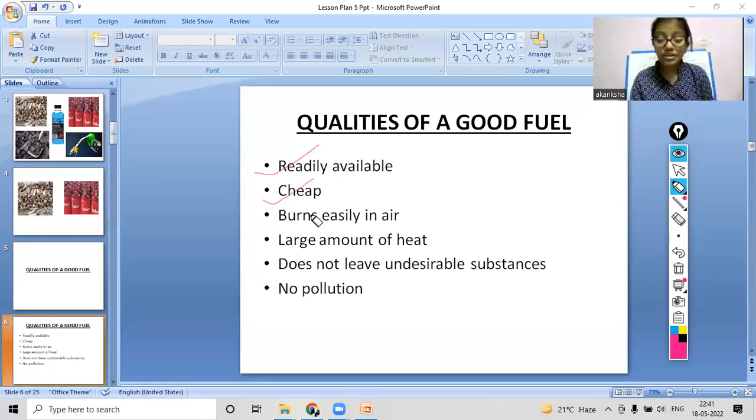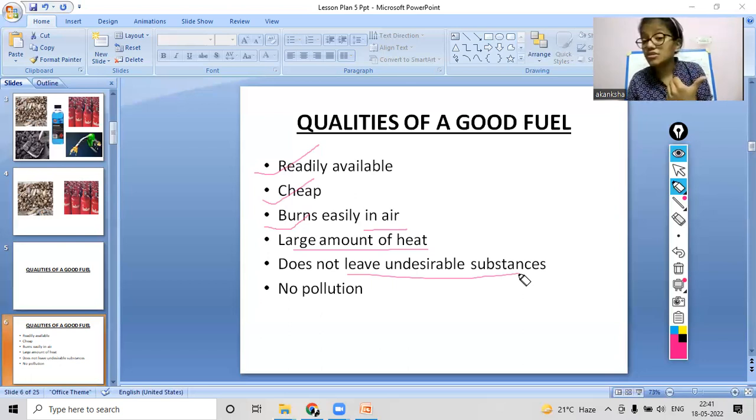What is the third point? Burns easily in air, because if it burns easily in air, then only it will be more efficient to use, right? And it should produce a large amount of heat, only then it will be able to be used as a cooking fuel. This is the quality of a good fuel, and it should not leave any undesirable substances. Here undesirable substances means that if we are burning a fuel, it should not emit poisonous gases.